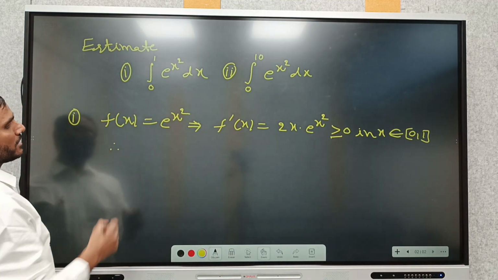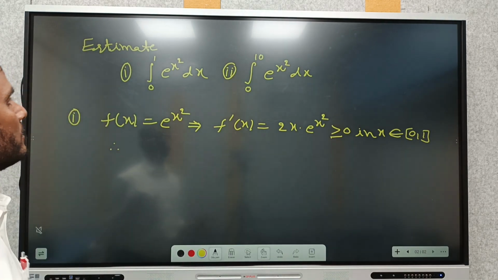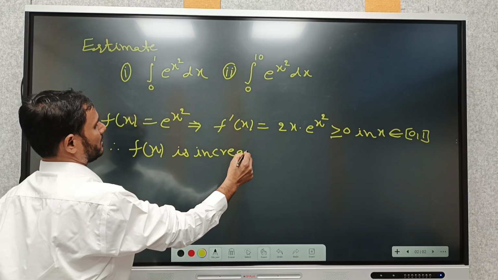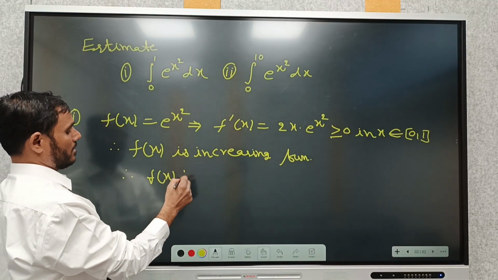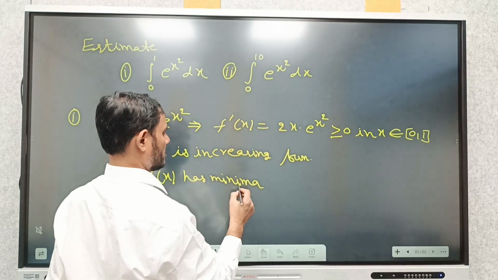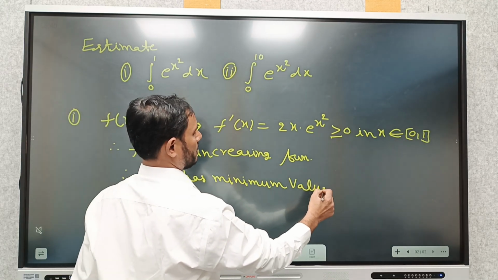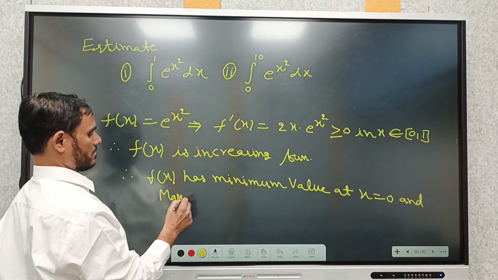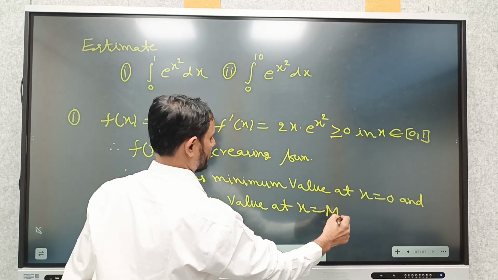f(x) is an increasing function, therefore f(x) has its minimum value at x equal to 0 and its maximum value at x equal to 1.